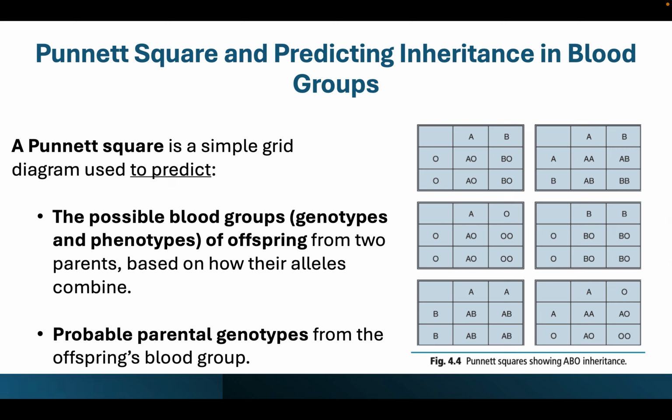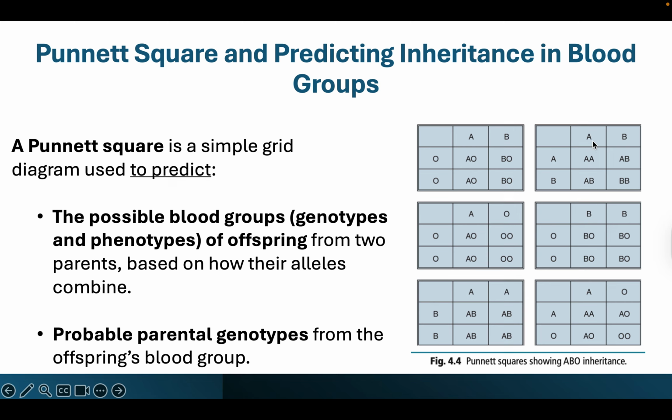The Punnett square and predicting the inheritance of the blood group. A Punnett square is a simple grid. As you can see here, it is like a table used to predict the possible blood group, either genotype or phenotype, of the offspring from two parents based on how their alleles combine. For example, let's take the first table on the top right corner.